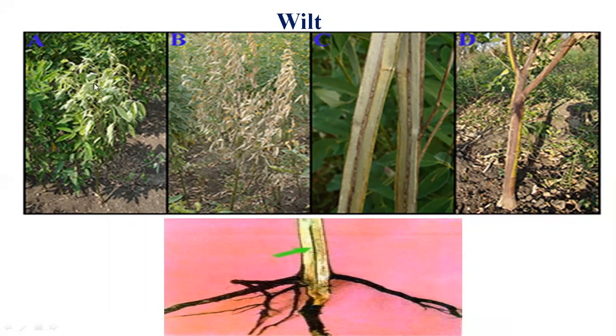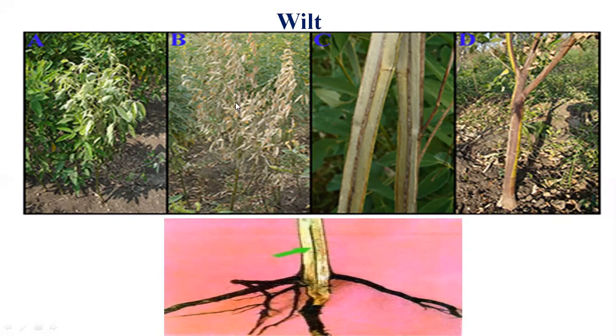In image A, that is the starting stage of Fusarium sickness to the plant, you can see that the nearby plants seem to be healthy, but one or two plants, where the moisture is heavy or the soil is ill-drained, show this kind of sickness, which is different from the healthy plant.